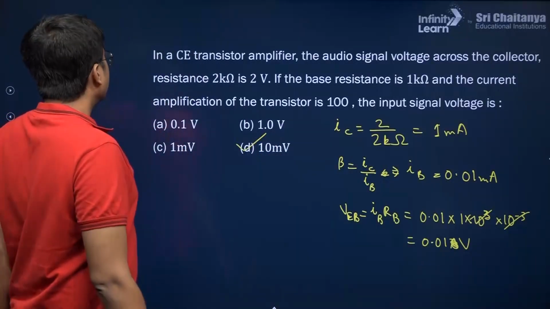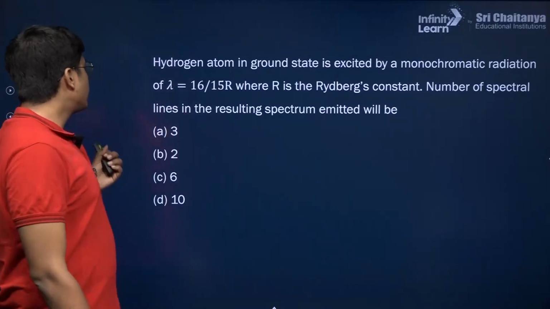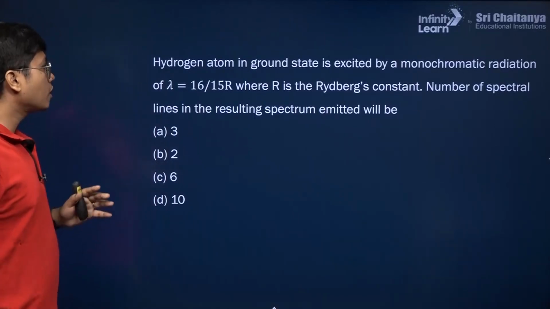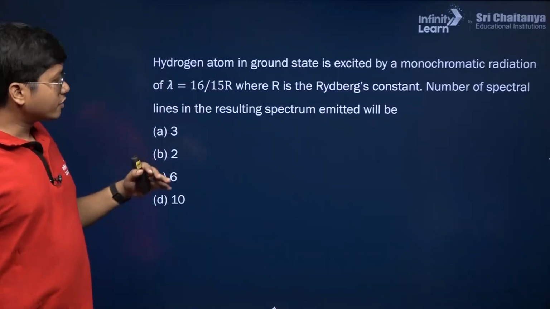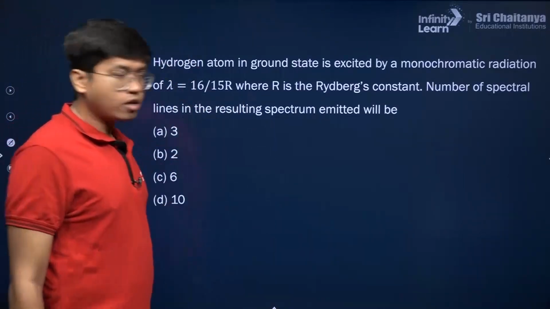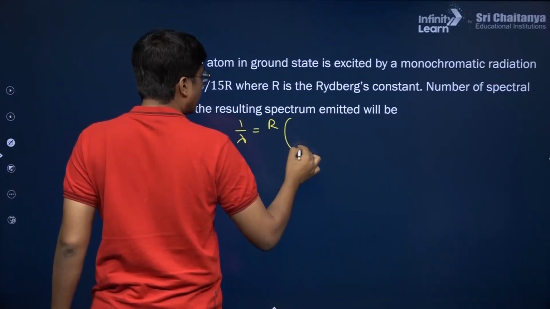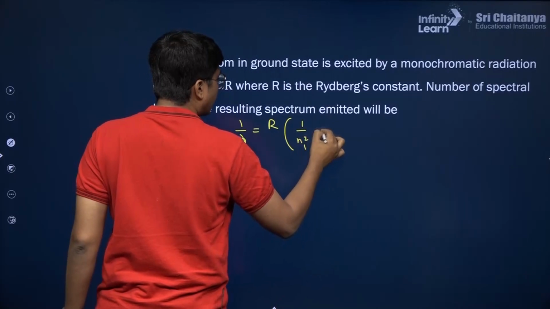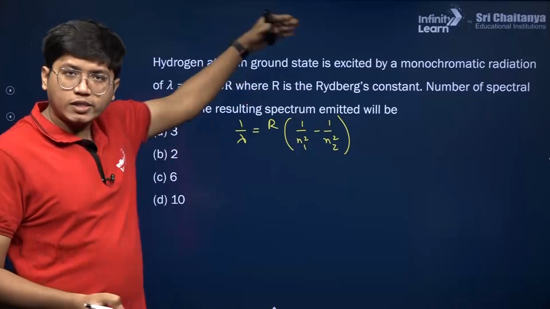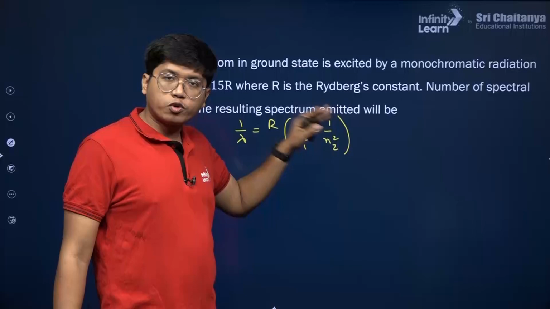Okay. Next question. Hydrogen atom in its ground state is excited by a monochromatic radiation of lambda is equal to 16 by 15 R, where R is the Rydberg's constant. The number of spectral lines in the resulting spectrum emitted will be. So over here we use the Rydberg's relation, which says that 1 by lambda is equal to R into (1 by N1² minus 1 by N2²). Now, since it's jumping from the ground state of hydrogen, I know N1 is equal to 1, and this N2 is what I need to find out.